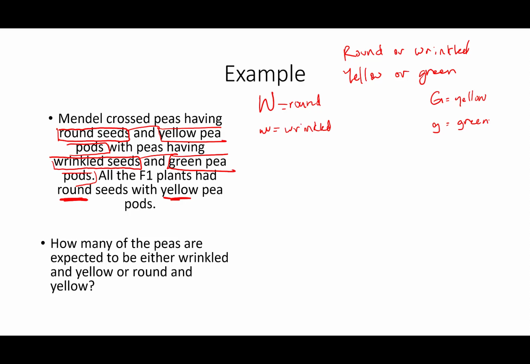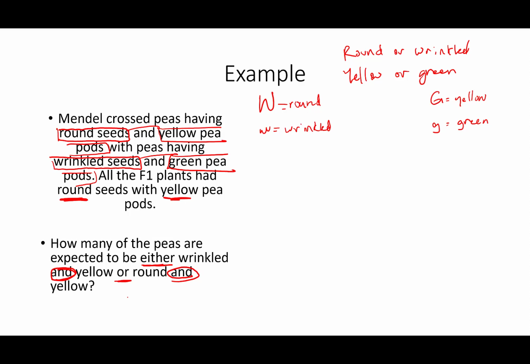Now the next part, what I need to do is, what is it asking me? Well, it's asking me to find out something about the offspring. And then I should look for words like "and" or "or". So how many of the peas are expected to be either? So either lets me know that this is an "or", right? They're either going to be wrinkled and yellow, or round and yellow. So I have both a product and a sum rule that I'm going to be applying in here.